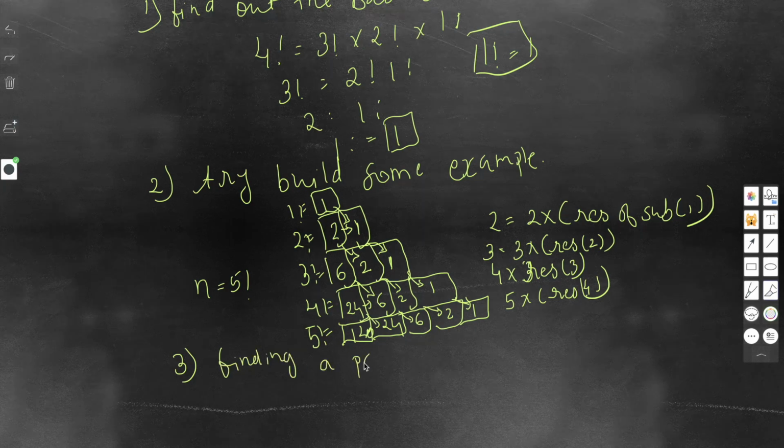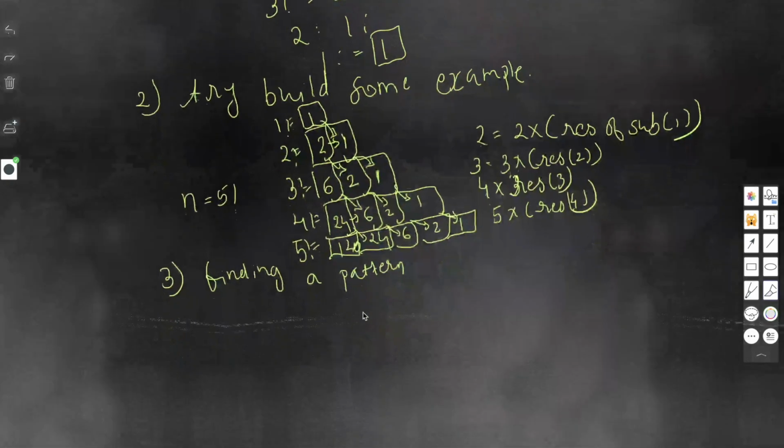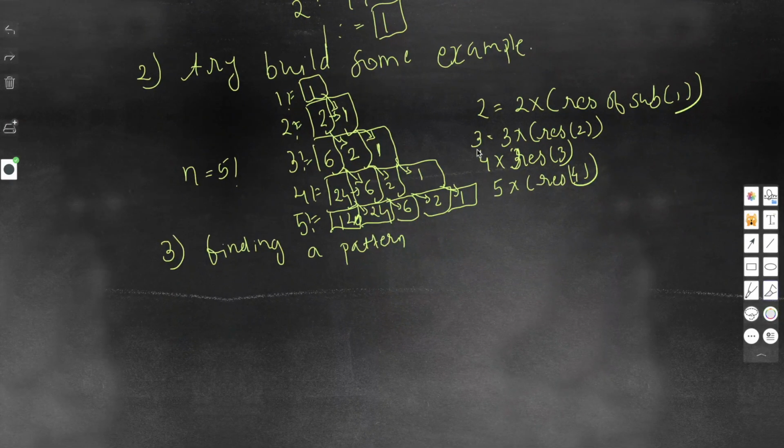Finding a pattern. Once you are able to make a diagram, finding a pattern is very easy. For example, to calculate the factorial of 3, how will I get the whole result? That is the result of 2, and if I multiply 3 with that, I will get my answer.